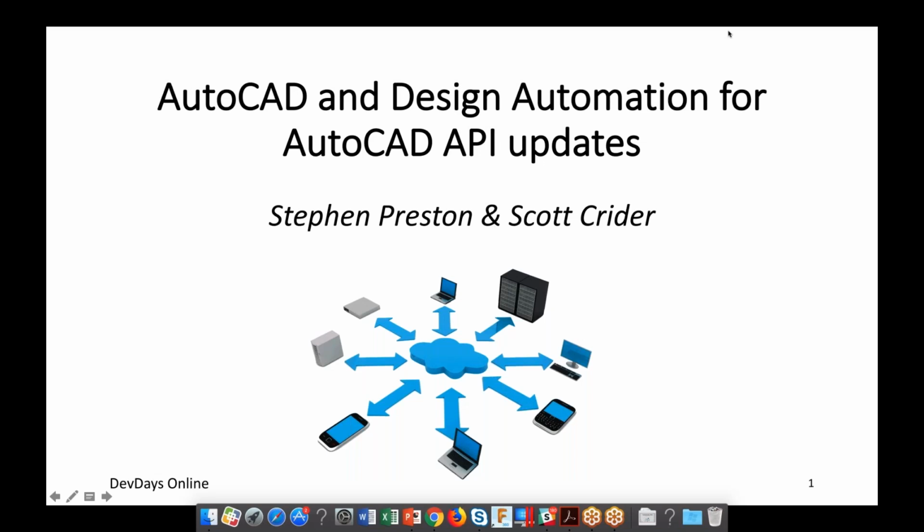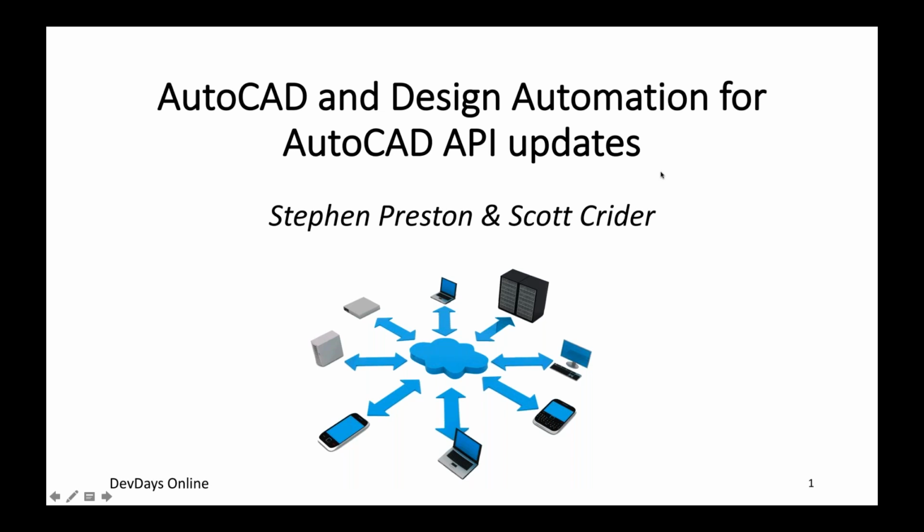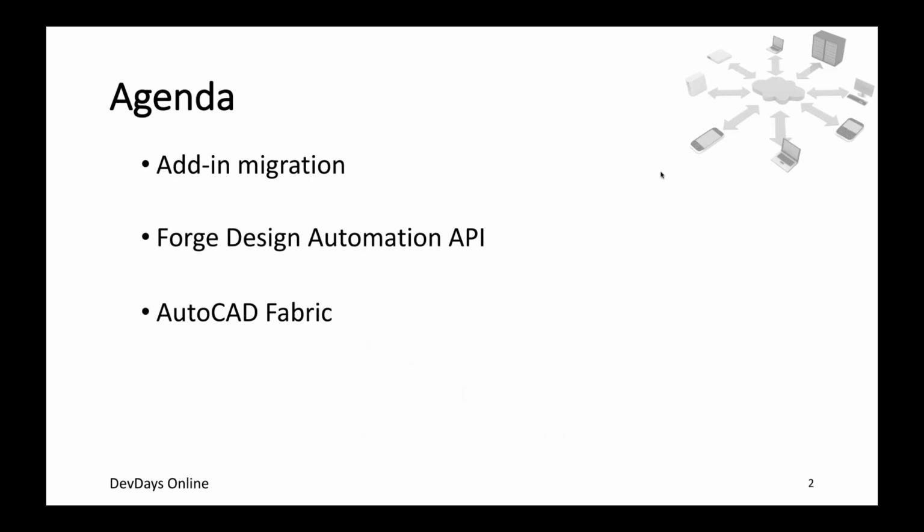I'm Stephen Preston. I work for the Autodesk Developer Network team here in San Rafael, California. We also have my co-presenter, Scott Kreider, who is a product manager for AutoCAD, who's in our San Francisco office at the moment. Hi, Scott. Hi. And I'm going to be talking about the basic AutoCAD API issues, and Scott is going to then talk about some new technologies, particularly design automation for AutoCAD, and another technology which we're quite excited about called AutoCAD Fabric, so we'll talk about that later.